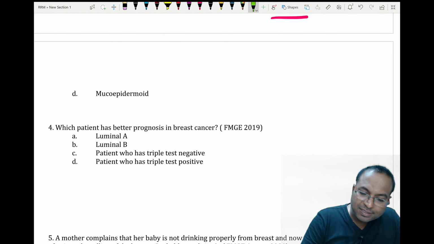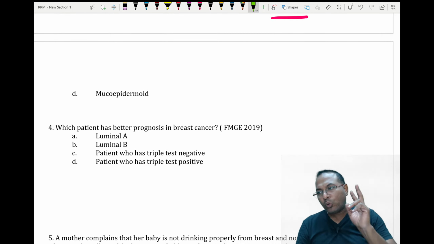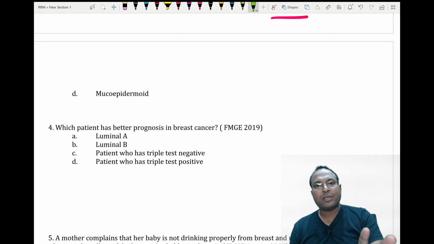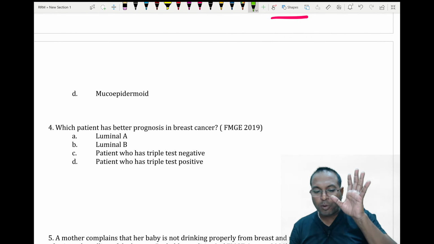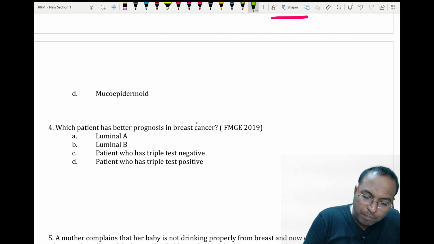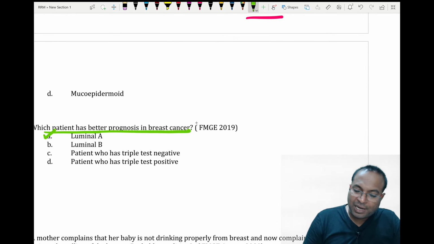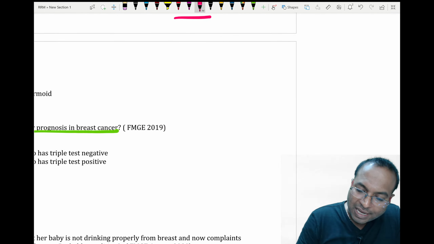Breast cancer related questions are definitely going to come. 2 questions you are going to get in breast. It will be nothing but staging. The question is going to be simply asking you about the staging. Which patient has better prognosis in breast cancer? Answer is luminal A. This is a molecular classification of breast cancer.